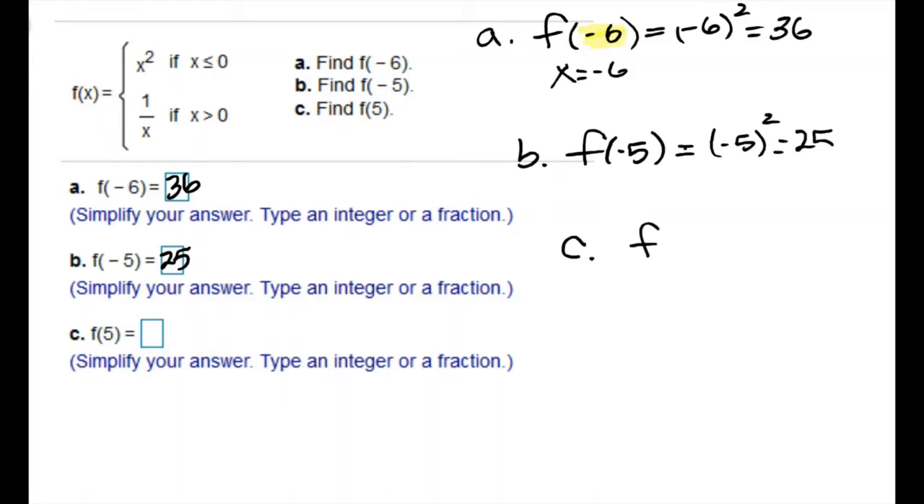Part C, find f of 5. So this time my x is 5, and 5 is greater than 0, so I'm going to use the second equation this time to work out the solution. 1 over 5 is 1/5, and that would be the answer for part C.